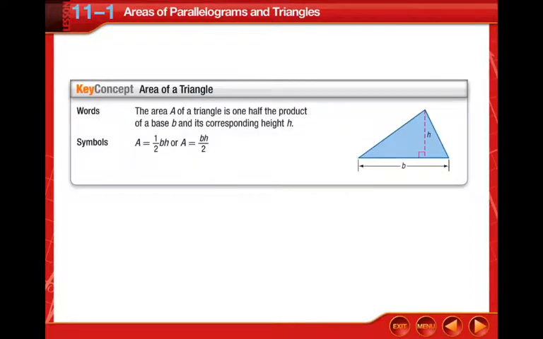So here we have a triangle. So the thing about triangles is they're basically half of a parallelogram. If I take that triangle and I put it on top of itself, lining the two sides of the same with each other, then you make a parallelogram. So you take the area of a parallelogram and divide it by 2, and that's the area for a triangle. So base times height divided by 2. So let's take a look at a problem with that.